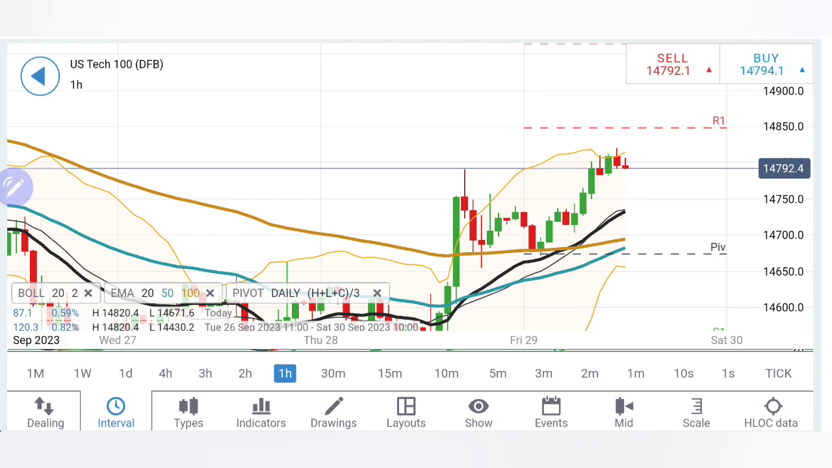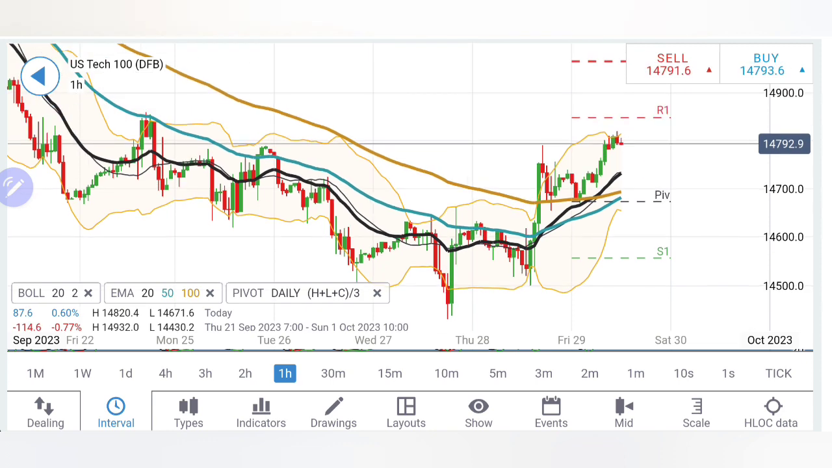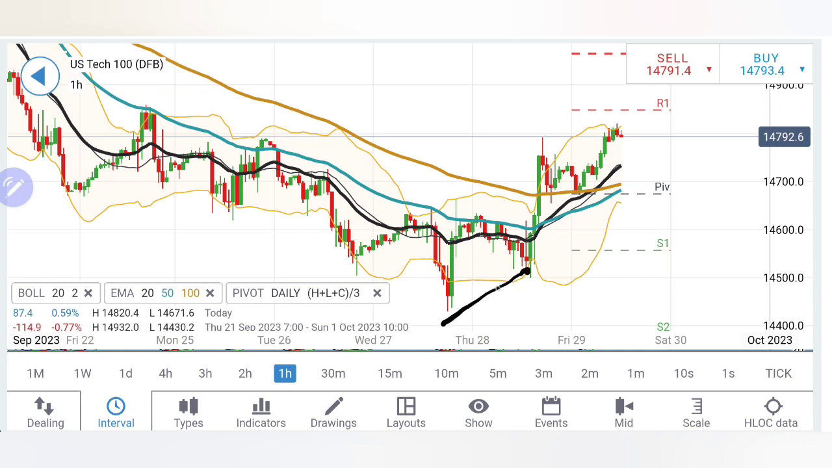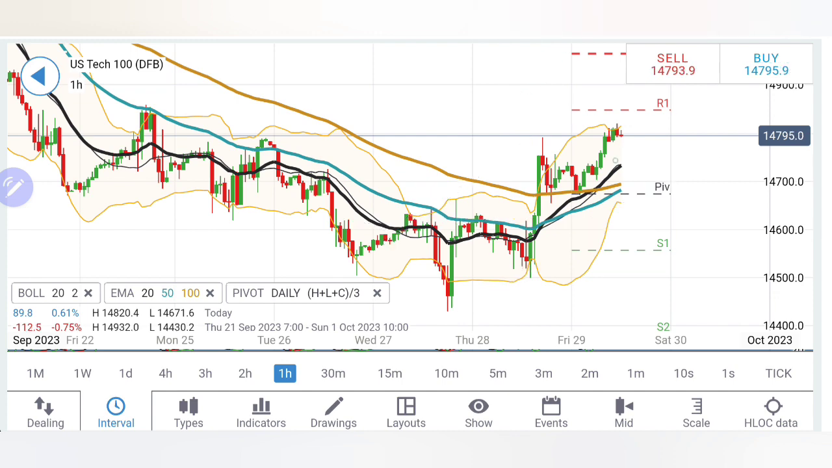Now, look at the hourly charts. On the hourly charts, you can see the formation: rise, retracement, and then this rise. Second part to this is higher lows are getting created and higher highs are getting created. The lows for this channel are at around 14,650 levels, which are going to be a very good support for US 100 on the downside.